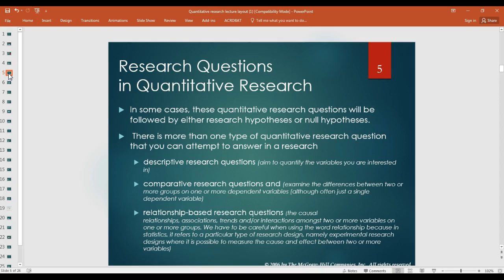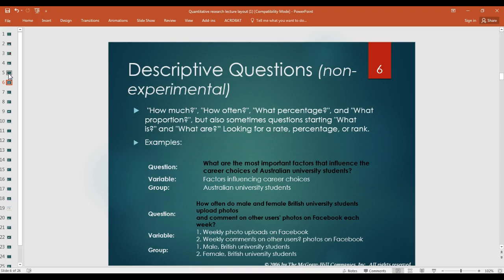In the descriptive, from the word descriptive, you really aim to quantify the variables you're interested in. You want to give numbers to the variables. In a comparative research question, you're examining the difference between 2 or more groups on a dependent variable. And in the relationship-based questions, you are looking at cause and effect, a causal relationship, or an association relationship. Let's take each one of them and discuss each in depth.